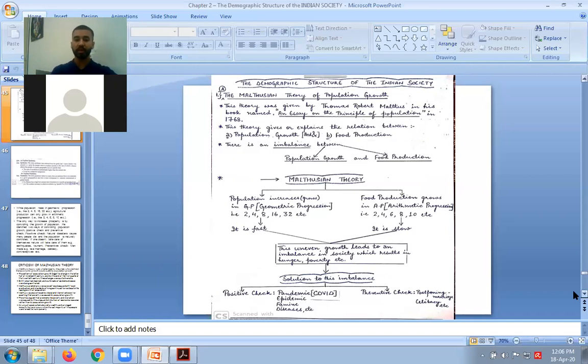That's what is actually happening. The second solution that he gave was preventive check, in which he talked about postponing marriage. Because if people postpone marriage, then there will be a lower birth rate. If people practice celibacy, meaning people remain unmarried throughout their lives, this will also stop the birth rate, right? These two, positive check and preventive check, are there to reduce the birth rate, so that balance can be achieved between population growth and food production, right?